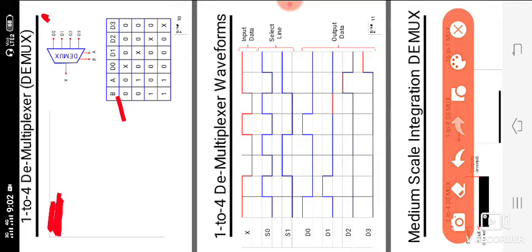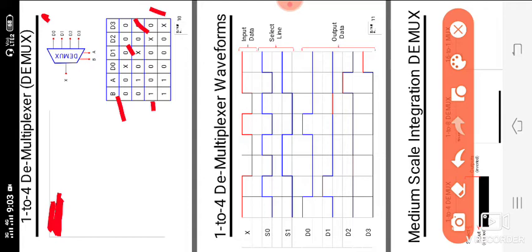Next we apply 0 1, and x will occur at the D1 position. The remaining are all inactive. Next we apply 1 0, and x will occur at D2. The remaining are inactive. Next we apply 1 1, and x will appear here. The remaining are all inactive. So this is the demultiplexer, and you have to observe this truth table.